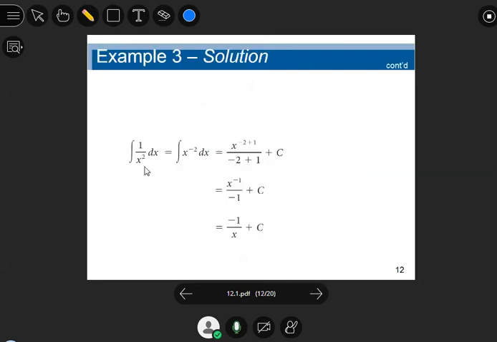This is another example. You need to integrate 1 over x to the power 2 dx. Here you can write this as x to the power negative 2, so your n is negative 2. By using our original formula, you can write it as x to the power negative 2 plus 1, divided by negative 2 plus 1, plus c. So finally it becomes negative 1 divided by x plus c.